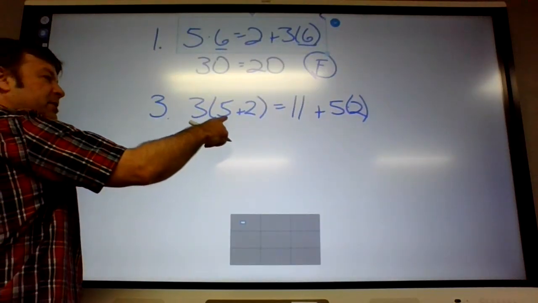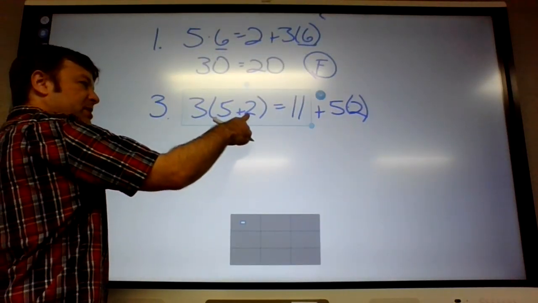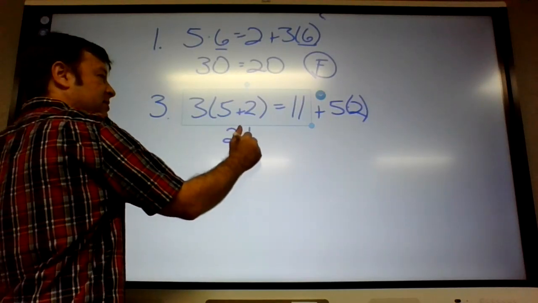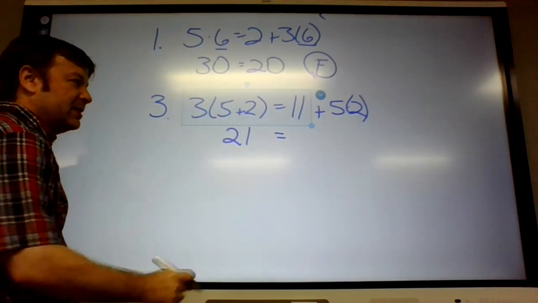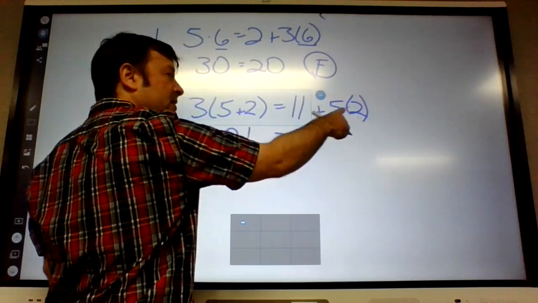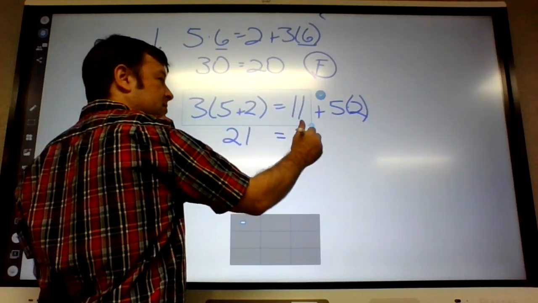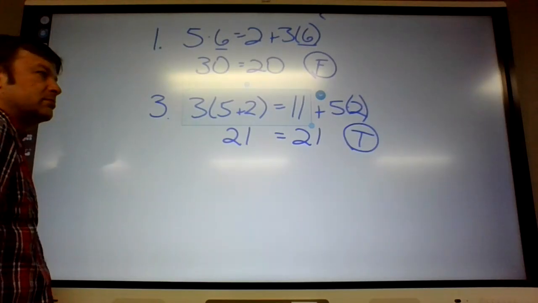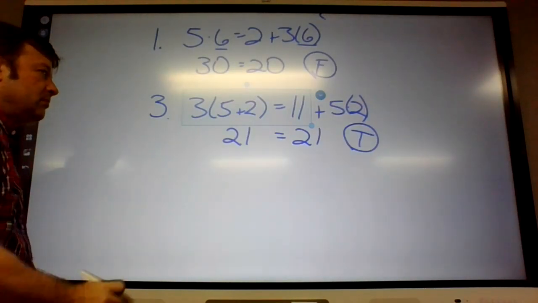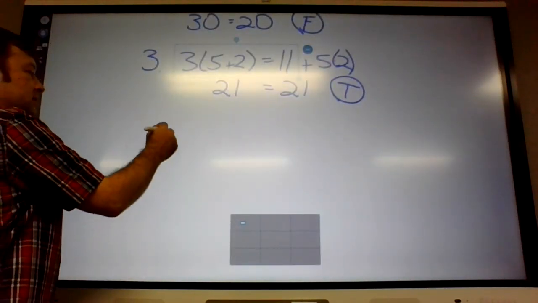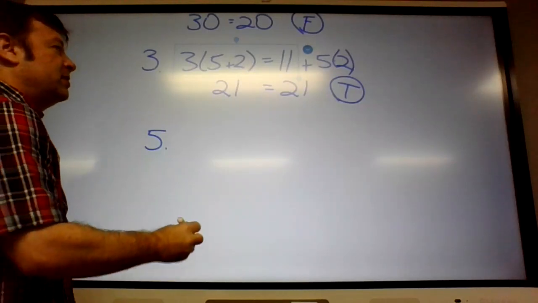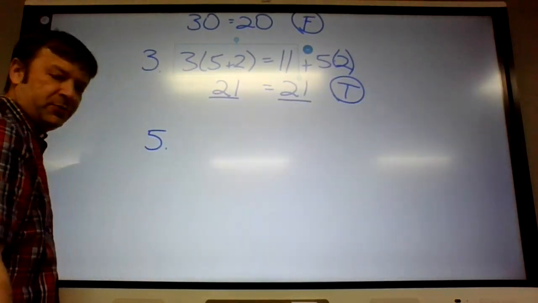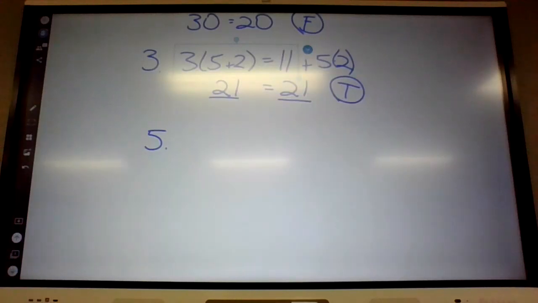Make sure you do order of operations. 5 plus 2 is 7. 7 times 3 is 21. 5 times 2 is 10. 10 plus 11 is 21. On that one, if you were to show your work, you could just write that part, basically. 21 equals 21. That would be showing your work.